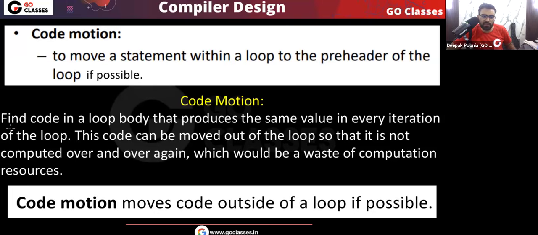So you can see here, find code in a loop body that will produce the same value in every iteration. This code you can move out of the loop so that it is not computed over and over again, because it will be a waste of computation resources if you do that. So instead, you can just move it out of the loop so that you only compute it one time. Very simple. So you can see code motion will move code outside of a loop if possible.